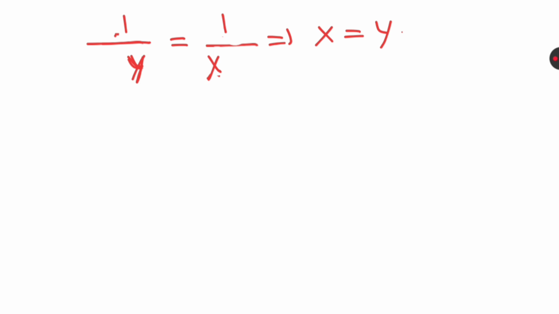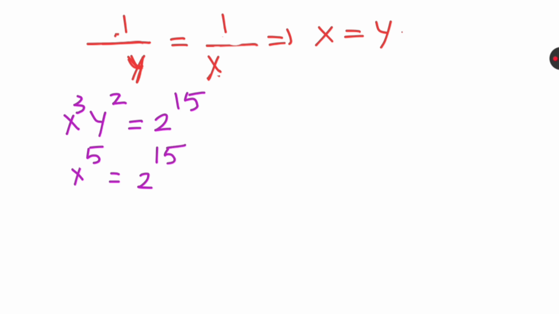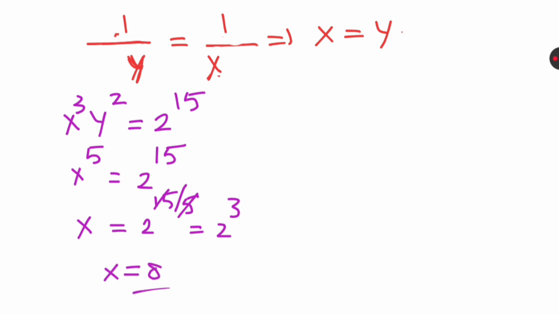Now substitute into the given equation x^3 y^2 = 2^15. Here you have to substitute x = y. Then this becomes x^3 times x^2, which is x^5, equal to 2^15. If x^5 is 2^15, then x equals 2^3. Isn't it? So the x value is 8. That is the least value point.